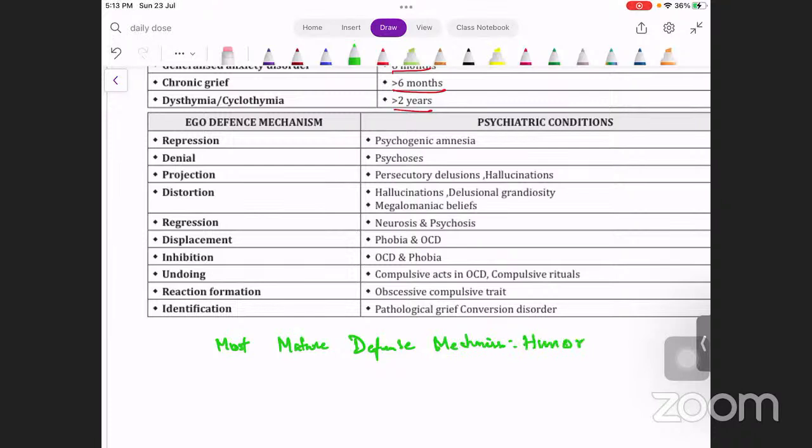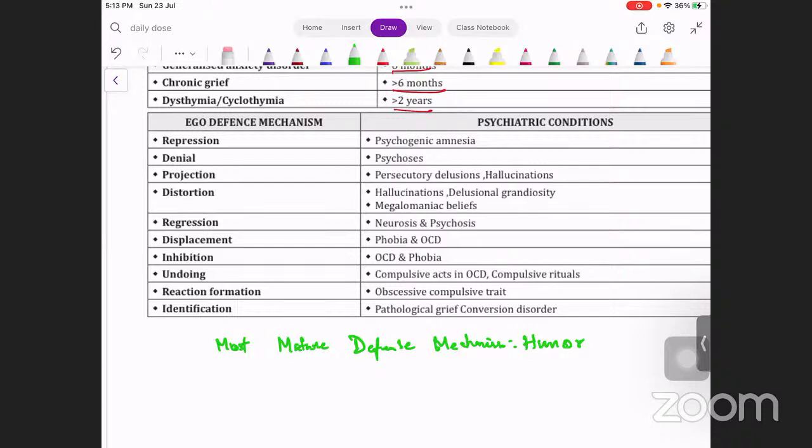Humor. Apart from that, repression is seen in psychogenic amnesia, denial is seen in psychosis, projection is seen in persecutory delusion or hallucination, distortion is associated with the megalomaniac belief, regression is associated with the neurosis and psychosis, displacement is associated with the phobia, inhibition is associated with the OCD, and undoing is associated with the OCD and the compulsive ritual. And apart from that, reaction formation is associated with the OCD trait, and identification is associated with the pathological grief conversion disorder.